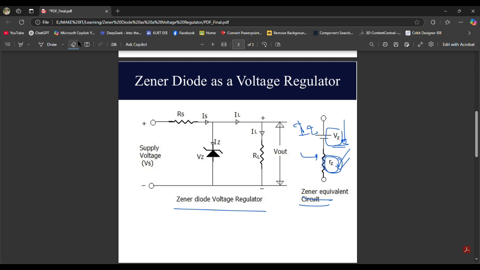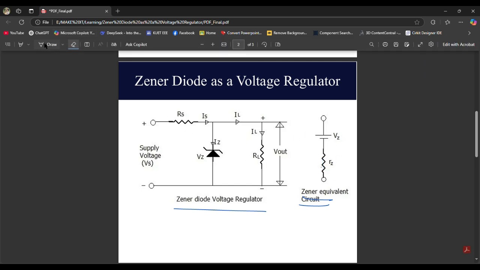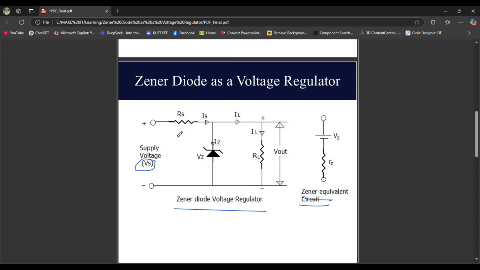If we move to the original voltage regulator circuit, we have the supply voltage Vs, the current limiting resistance Rs, and the Zener diode. Across the Zener diode, the voltage drop will be Vz, with Zener current Iz. Then we have the load resistance RL, and the voltage across this load resistance will be VL, which is the output voltage. And the output voltage will be Vz all the time.